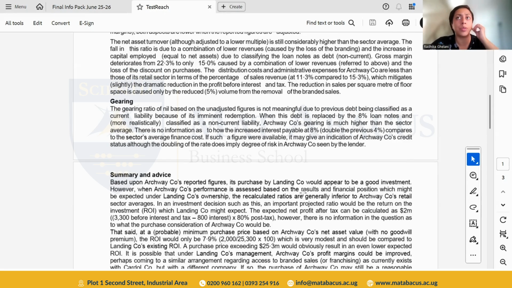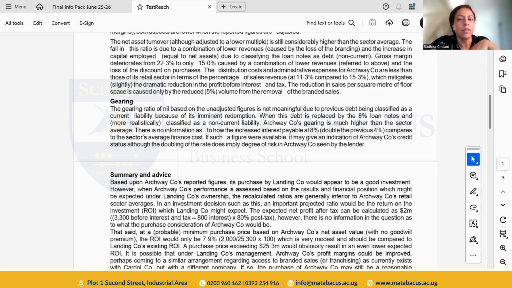But one thing is that the interest rate has doubled for the same amount of borrowing. Before, you were able to borrow at 4% and now at 8%. It means that whoever has lent the company money is assessing Archway to be a risky company. That's why they've increased the interest rate.